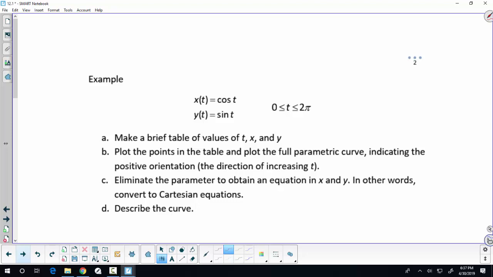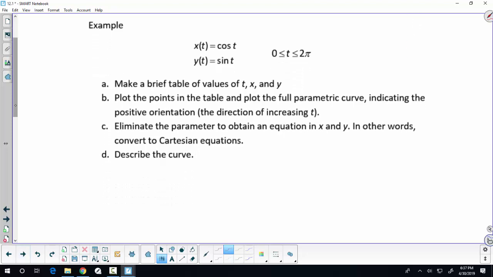Okay, so an example of putting all of that together. We have x defined as cosine t, y as sine t, and t is between 0 and 2 pi. So we're going to make a table of values and plot the points from the table. We're then going to eliminate the parameter, which means t, from the parametric representation to obtain a Cartesian representation in terms of x and y, and then describe the curve.